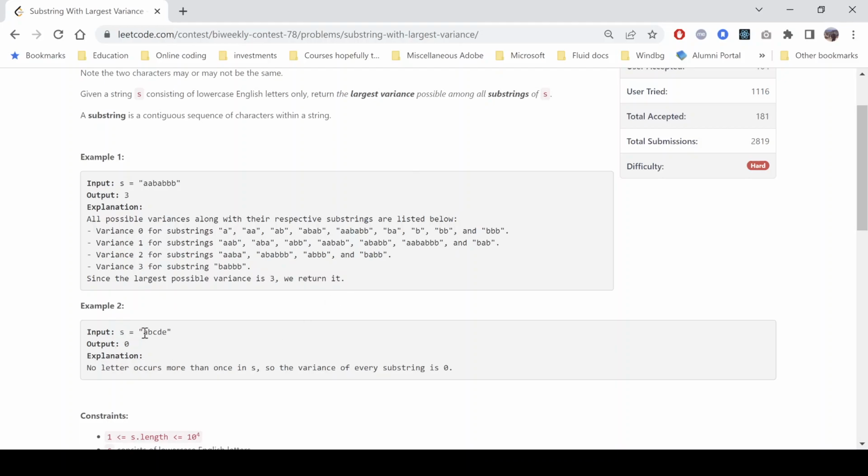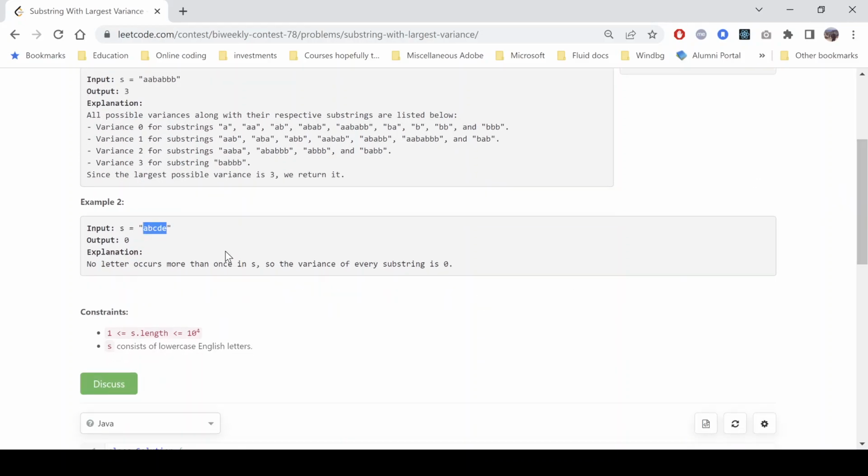Let's look into the second example. It's A, B, C, D, E. So again, no letter occurs more than once in S. So the variance of every substring is 0, because whichever substring you choose, if that substring is of length 1, then it will be a difference of occurrence of that character minus again the occurrence of that character. So it will always come out to be 0.